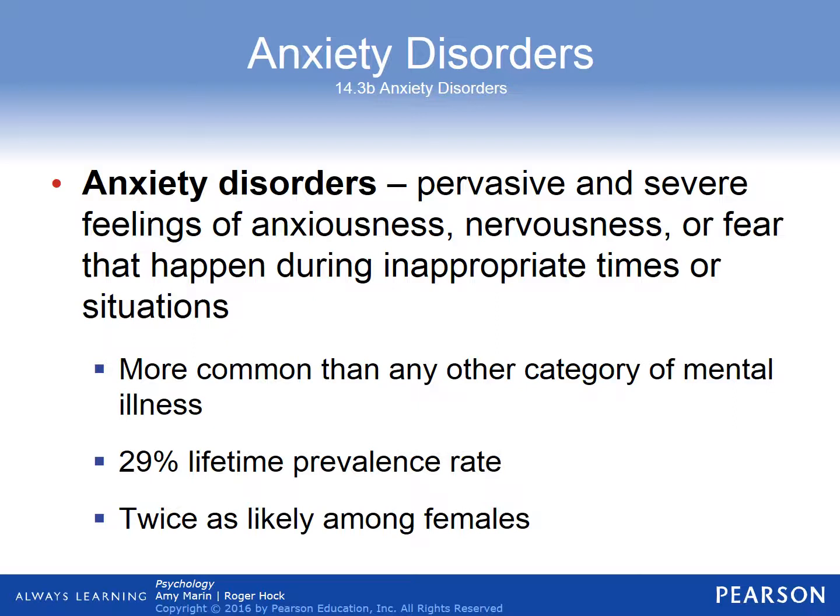All right, looking at the next and biggest grouping of disorders, you'll see 29% lifetime prevalence rate. Sometime in their lifetime, 29% of us will get some form of anxiety disorder. So pervasive and severe feelings of anxiousness, nervousness, or fear that happen during inappropriate times or situations. So we all get nervous, we all get anxious, we all have fear, but these feelings are above and beyond normal, and they happen in places where they really shouldn't happen, or they should quickly go away for the normal person. Again, twice as likely among females, more common than any other category of mental illness.